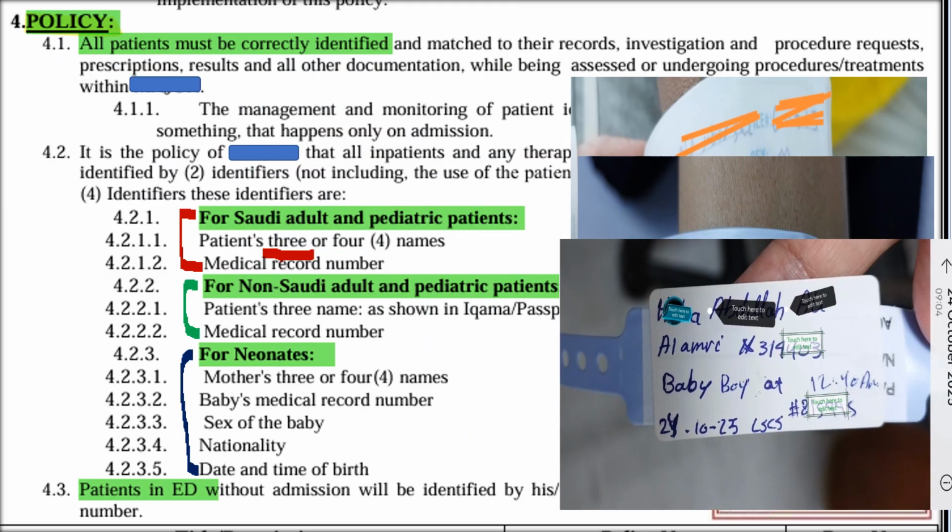Then another ID band is for neonate. Now, first thing is that we make a temporary ID band because we need to secure a permanent MRN or file number for the baby. Since we still don't have one, they usually take this information. So as we can see in this slide, we have 1, 2, 3, 4 names of the mother, and then we have the MRN of the mother, and it's written here, baby boy at 12:40 a.m. And then we have date, LSCS, and another number. But still, we need to standardize the written data based on the policy of our institution.